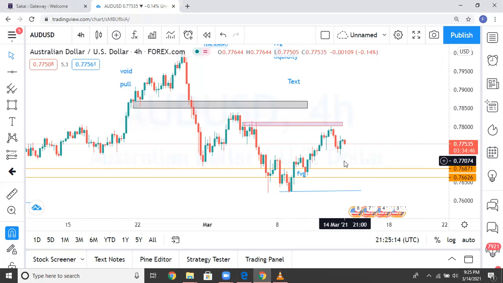How do you mention this word? There is a confluence. Yes, yes. There is a confluence here. There is a confluence at this level.